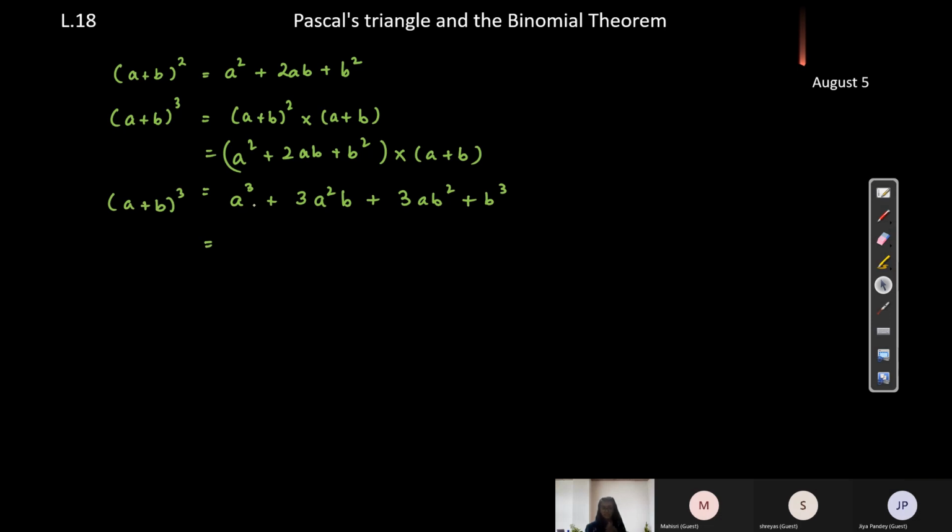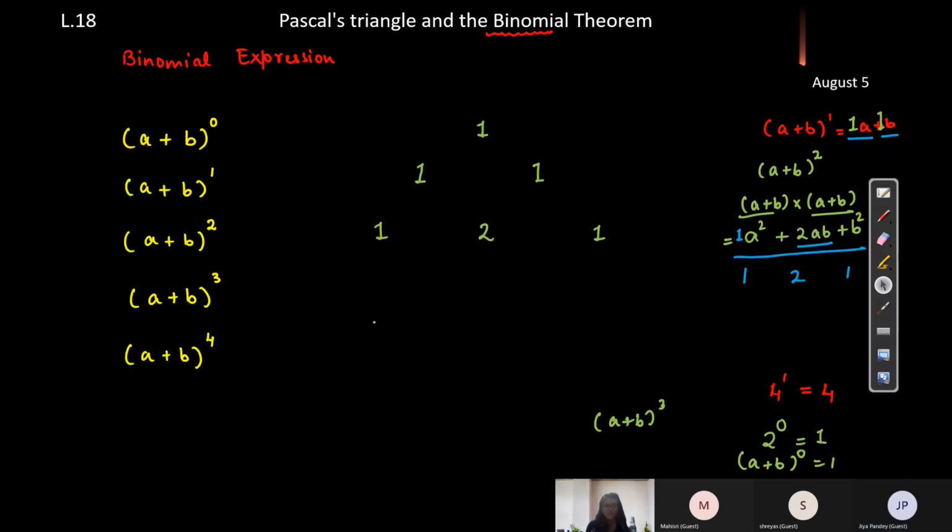Now, Gia, can you please tell me the coefficients of these terms? The coefficient for A cubed is 1. Yes. For this term, 3, 3, and 1. So I'm going to put these coefficients over here. So we got a 1, a 3, a 3, and a 1. Okay. Now, do you guys see this triangle sort of structure? Yes, this looks like a triangle of numbers.